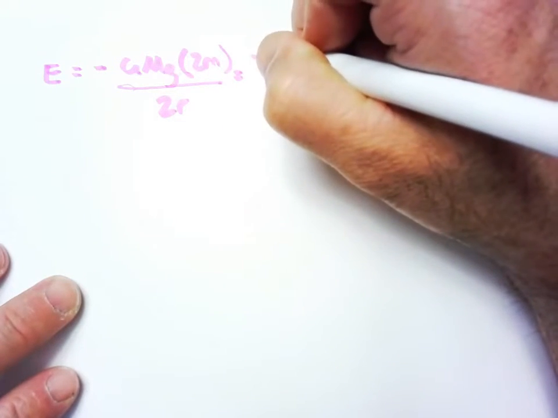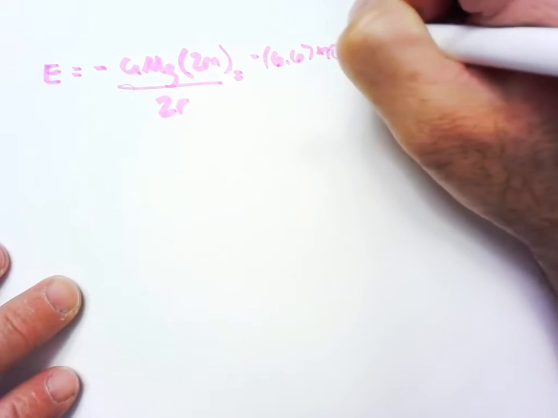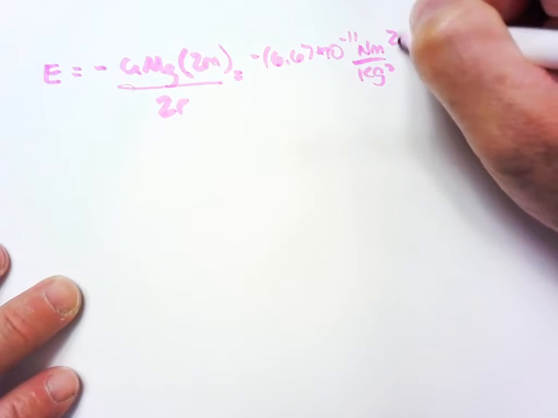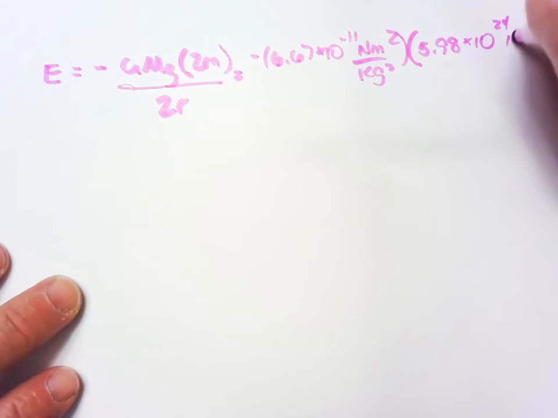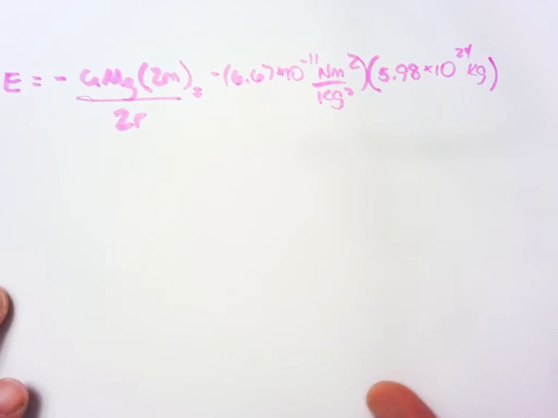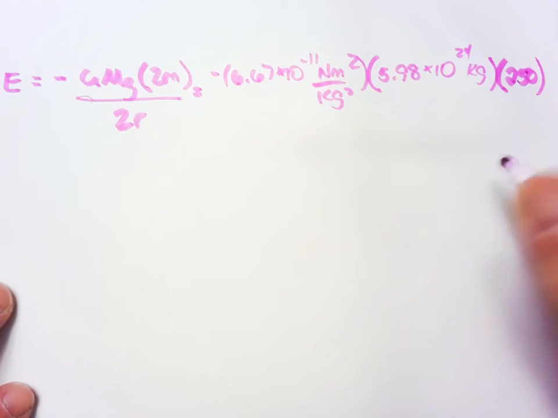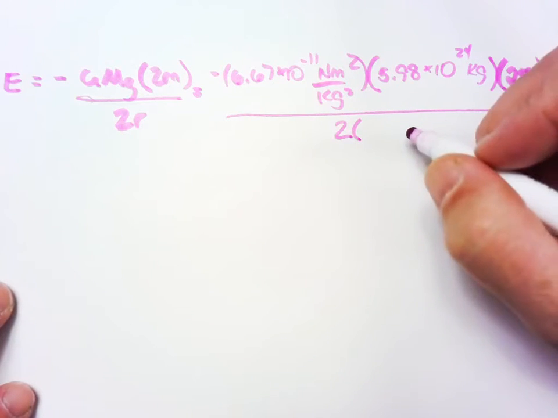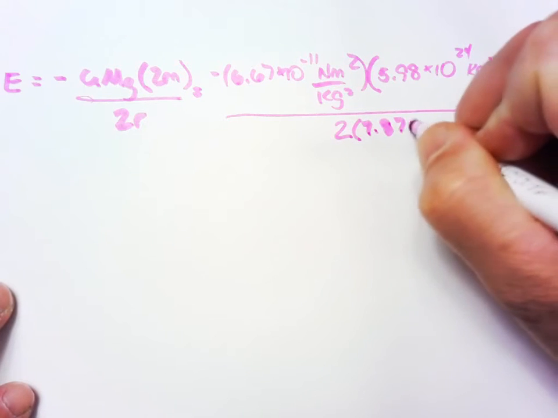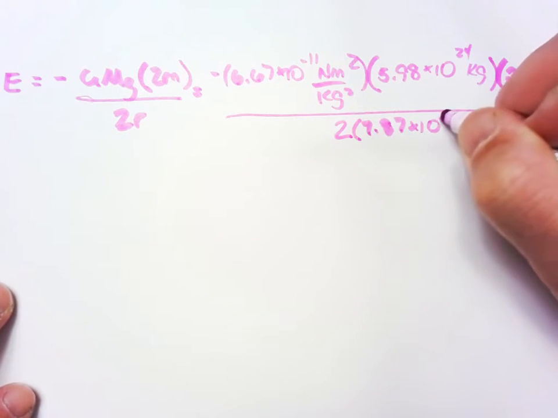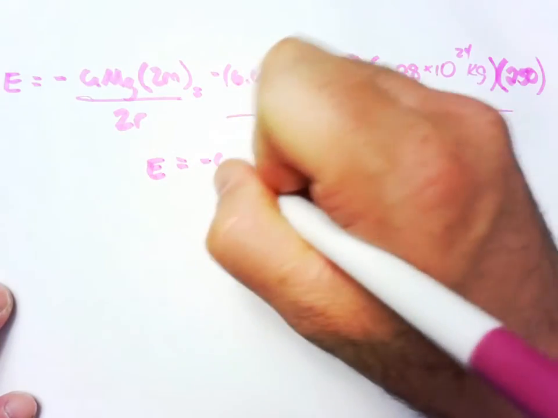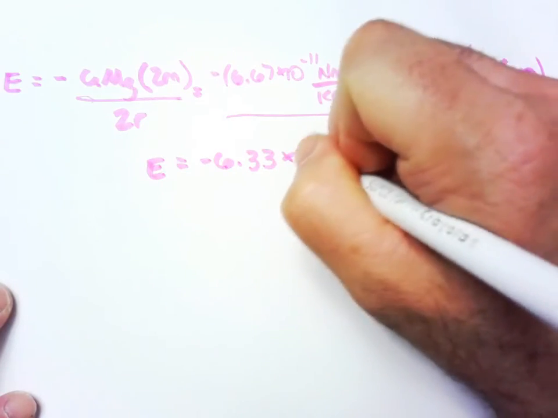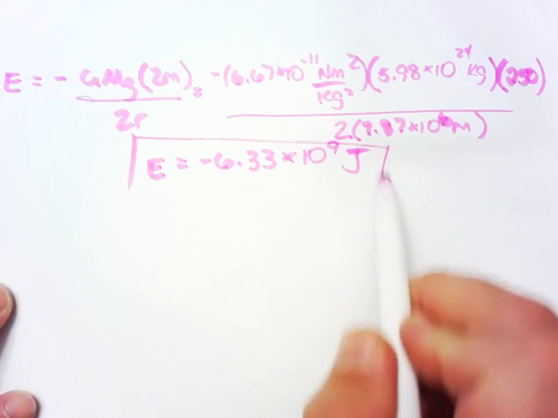Plugging these numbers in, that's negative, multiplied by 6.67 times 10 to the negative 11 newton meter squared over kilogram squared, times the mass of the Earth, 5.98 times 10 to the 24 kg, times 2m, which is 250 kilograms, and I'm going to divide the whole thing by twice the radius, 2 times 7.87 times 10 to the 6th meters. When I run that through my calculator, the total energy is negative 6.33 times 10 to the 9th joules. So we can see that the number hasn't changed.